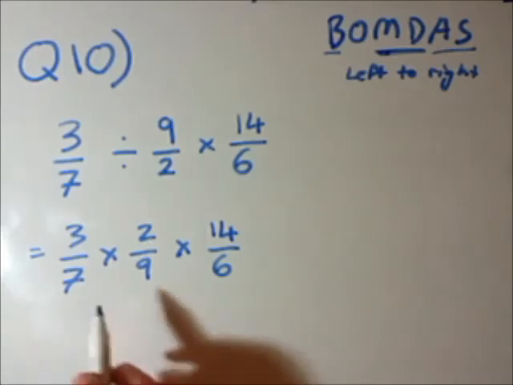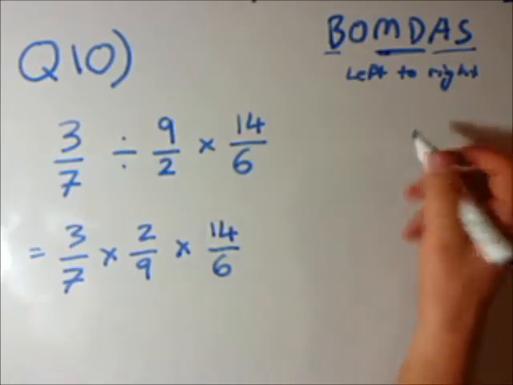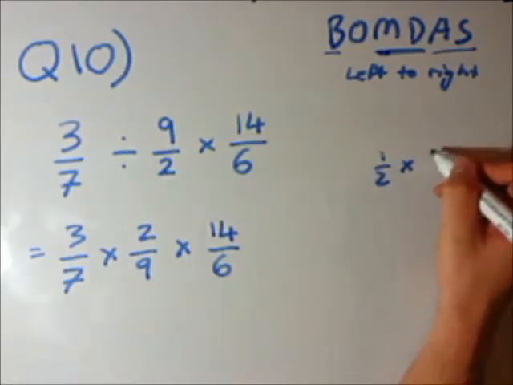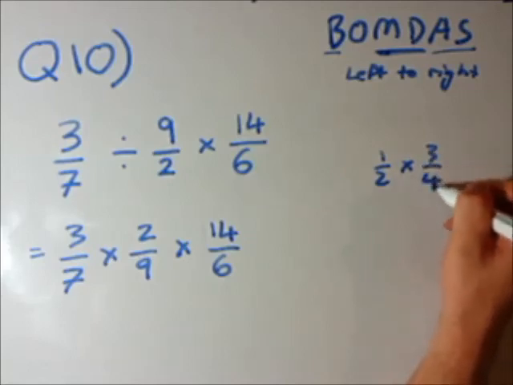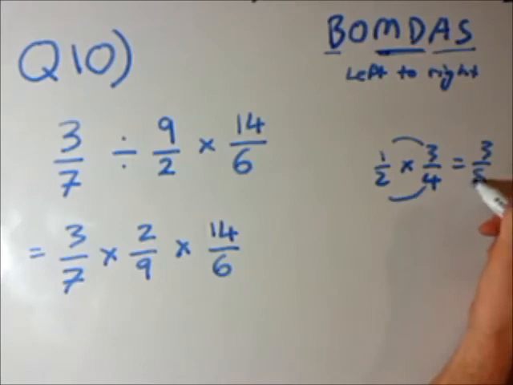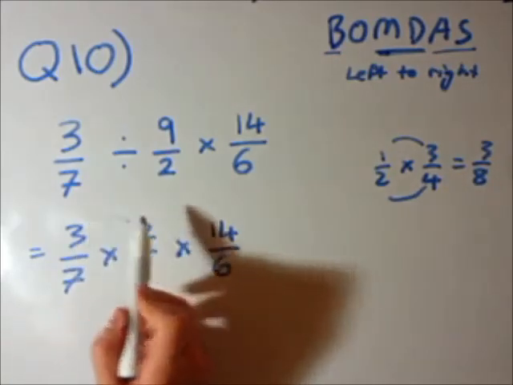So now I've got some... Now, here's why I can do this. They're all times. Previously we only had two fractions. We had, say, 1 over 2 times, let's say, 3 over 4, and you times the top, times the bottom to get 3 over 8. But with 3, you just times all of them.